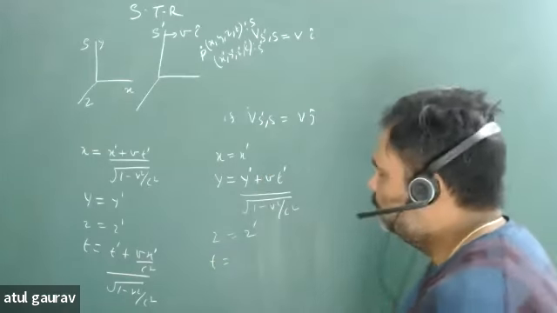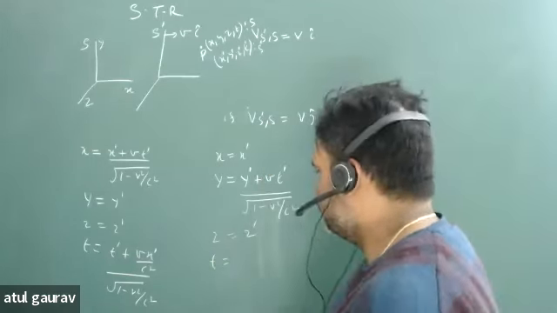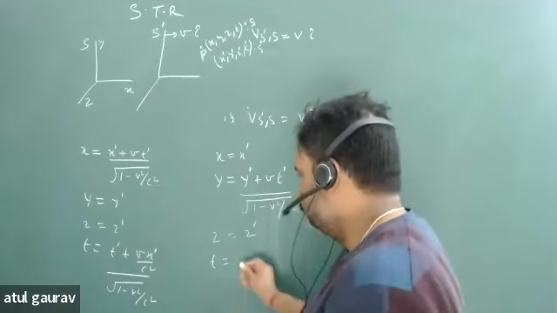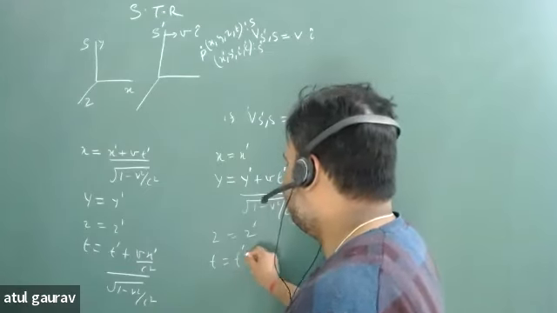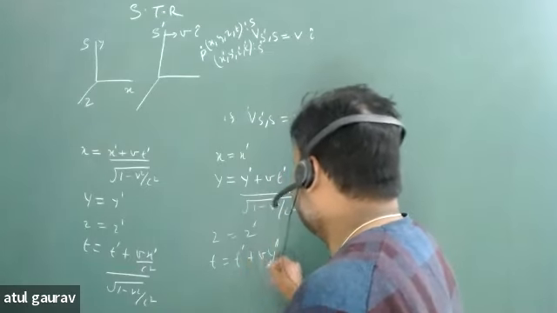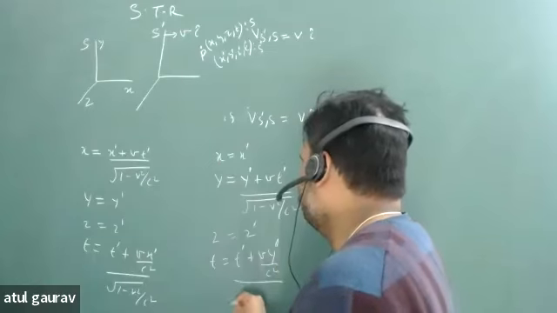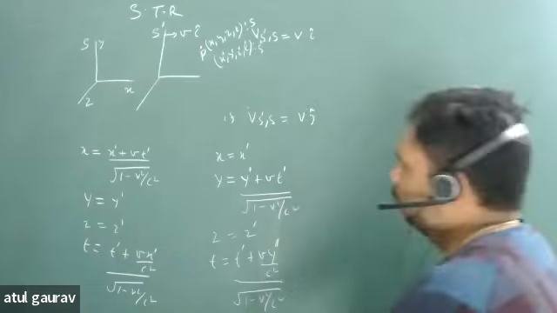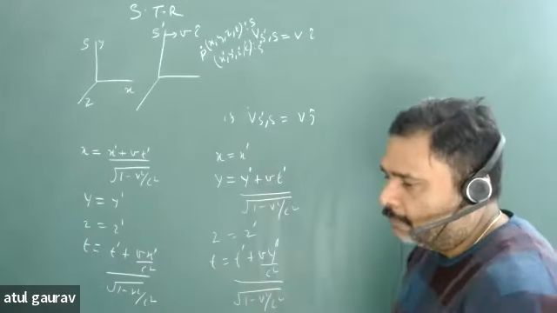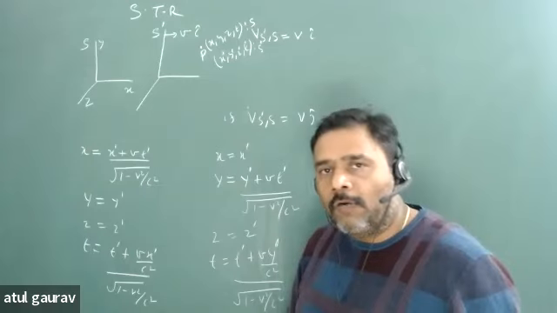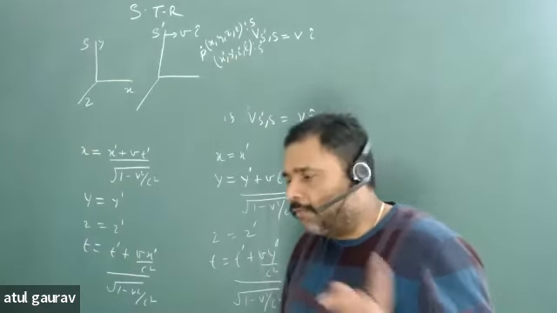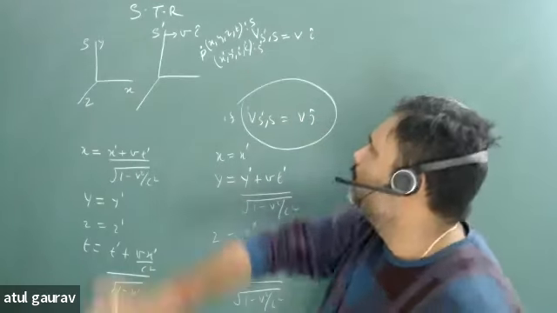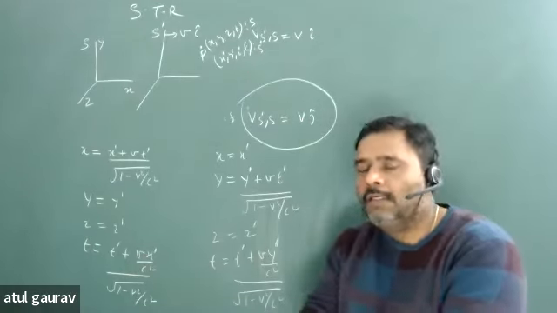What will T change into? Can anyone tell me? What will T change into? T will be T dash plus V Y dash upon C square, upon root under 1 minus V square upon C square. So this is the Lorentz transformation. How you are going to use the Lorentz transformation, which formula you are going to use, is decided by this particular term, isn't it?